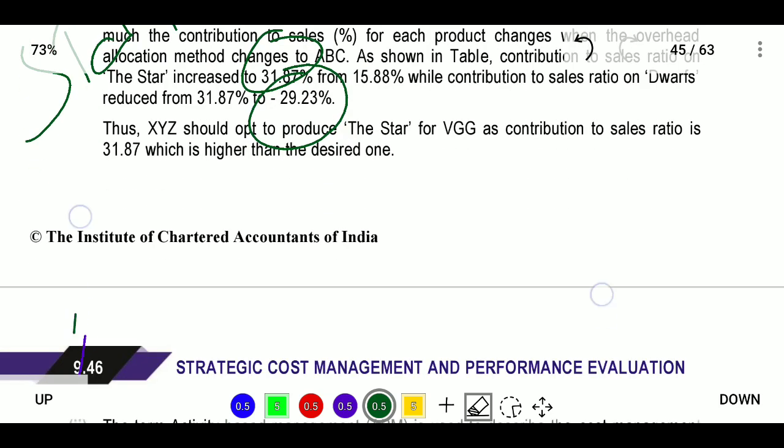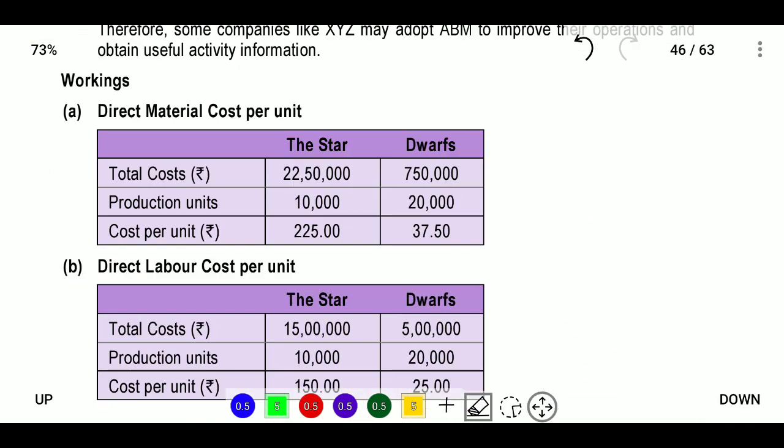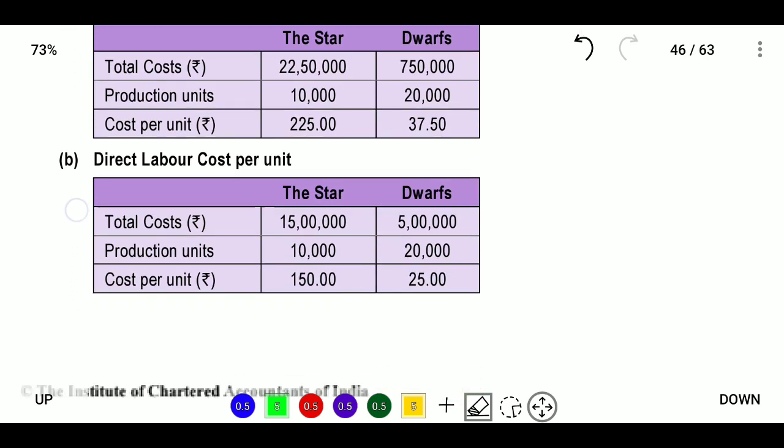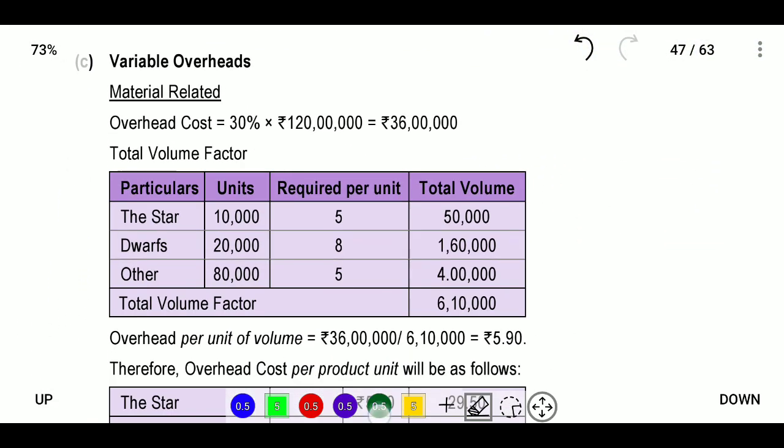How did we calculate the ABC? For that we will see the schedule. First we calculate this amount. For direct material, the total cost was provided and the production units were provided, 10,000. Cost per unit we get 37.55. Direct labor cost we have also calculated in the question. Total cost is 15 lakhs and 5 lakhs, production units 10,20,000, and cost per unit was provided. Next, variable overheads, which we discussed: 30% will be overhead cost and the remaining 70% labor cost, that is 120 into 30%, 36 lakhs. And we have total units and the required per unit. We have cost drivers, provided in the question, 585. For the cost drivers, units were provided, 10,000, 20,000, 8,000, so we will get the total value.